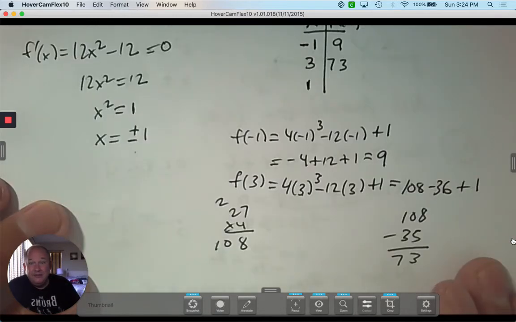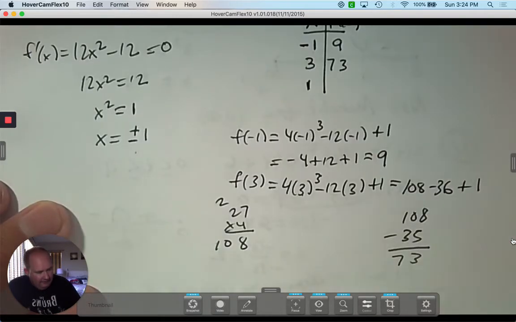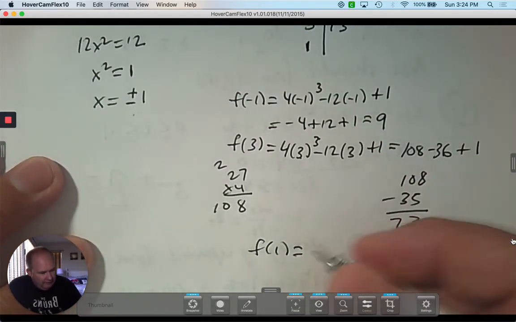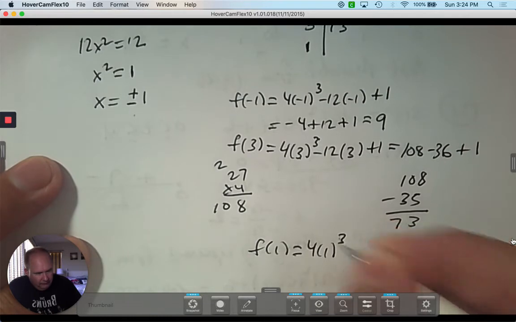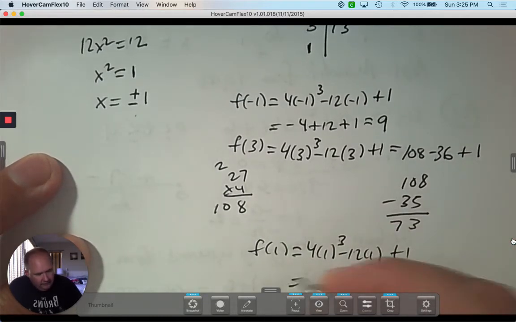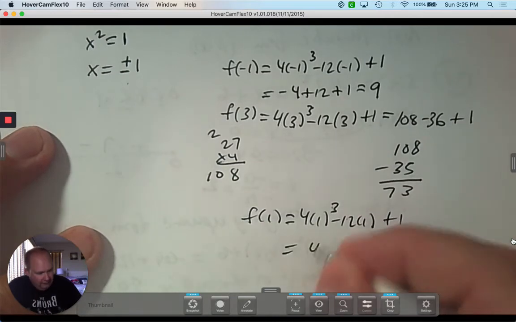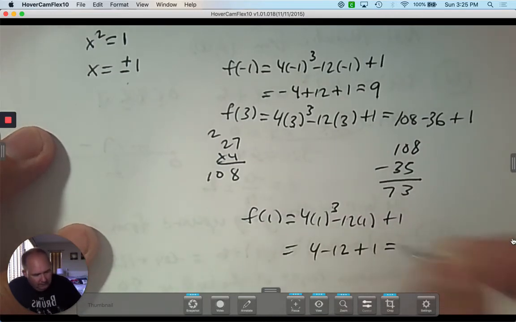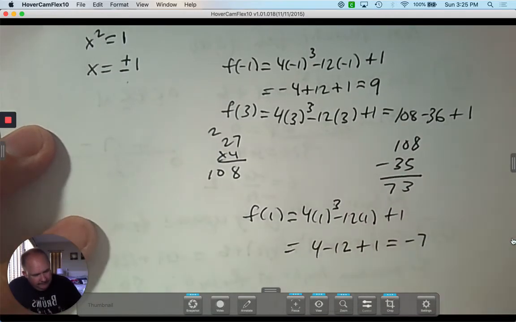Then the last thing I need to do is 1. Now thankfully 1 is the easiest one to do. So if I plug in 1, I'm just looking at the coefficients. So that's going to be 4 take away 12 plus 1. That gives me -7.